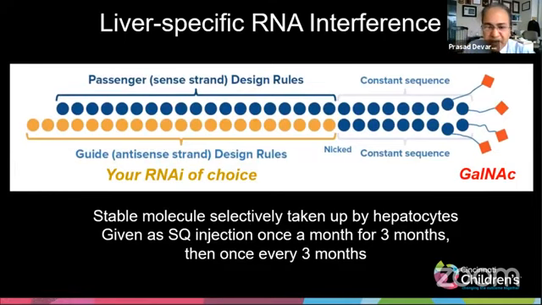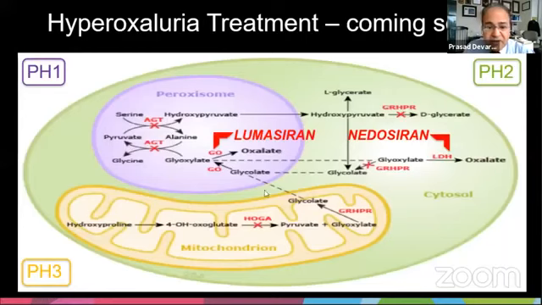Once it gets into the hepatocyte, it's cleaved, and then your RNA inhibitor of choice is released within the hepatocyte. It is now given as a subcutaneous injection once a month for 3 months, and then once every 3 months. So it's given at home by patients and families, and it is working very well. These are the 2 drugs that I want to talk to you about today. This is lumasiran, this is nedosiran.